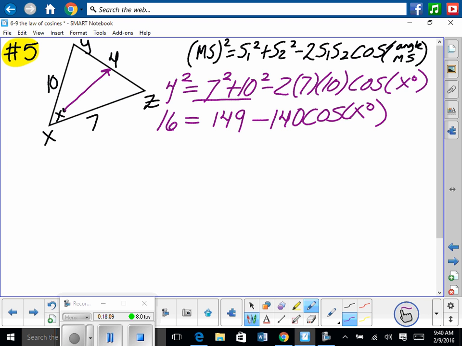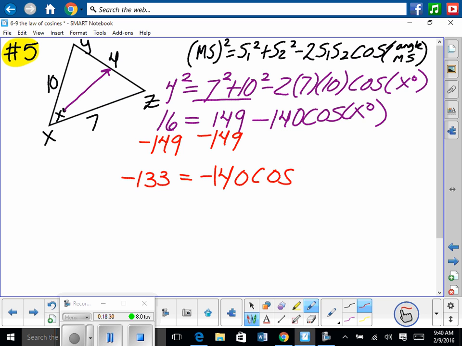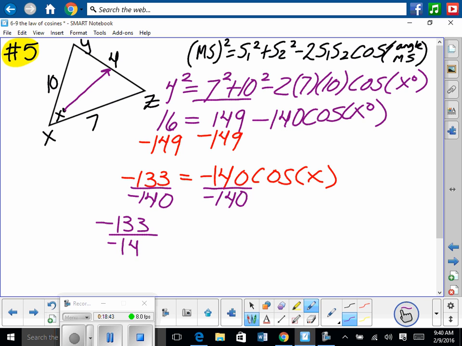So here's a common error. Let me just point out. People will take 149 and subtract it to 140. Can't do that. It's connected with cosine by multiplication. So now solving for x algebraically, we'll subtract 149. So we have negative 133 is equal to negative 140 cosine of x. Good. Divide by negative 140. So we can even type it in like this: negative 133 over negative 140 is equal to cosine of x.